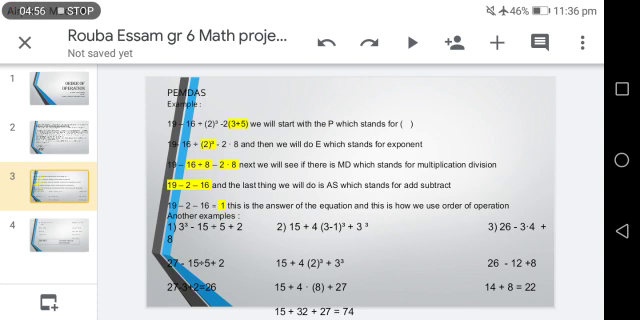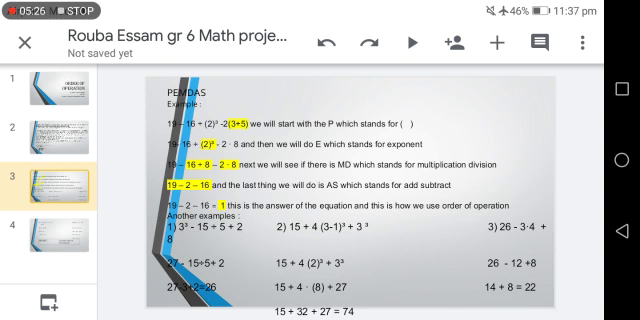And then we see MD. We have 15 divided by 5, so we solve 15 divided by 5. 15 divided by 5 is 3. So it's 27 minus 3 plus 2. 27 minus 3 is 24, and 24 plus 2 is 26. This is the answer of this equation.